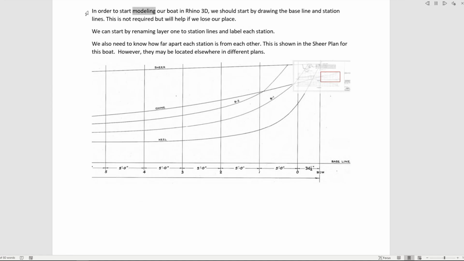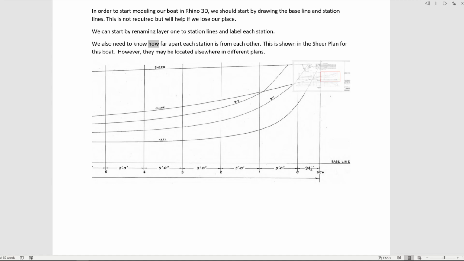In order to start modeling our boat in Rhino 3D, we should start by drawing the baseline and station lines. This is not required but will help if we lose our place. We can start by renaming layer 1 to station lines and label each station.